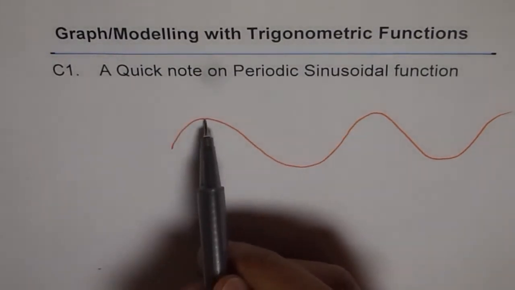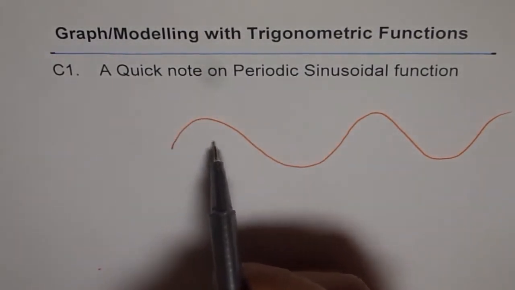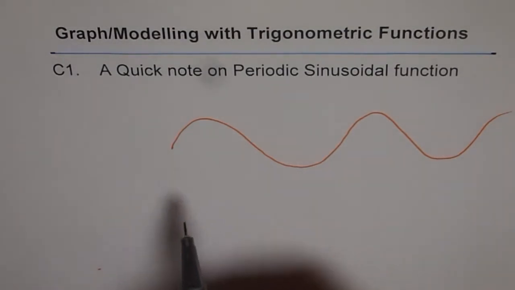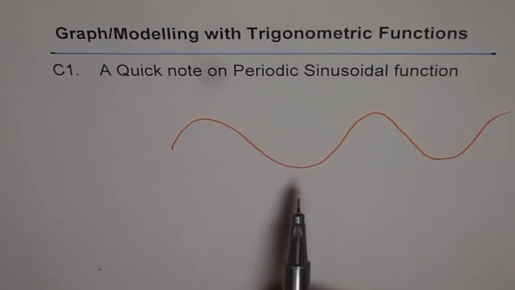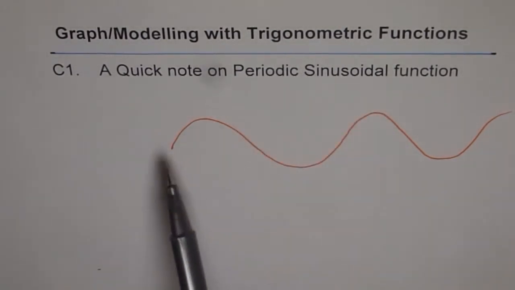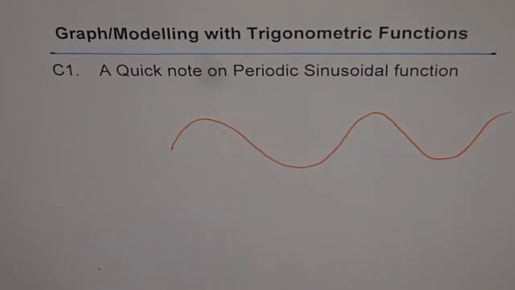If it starts here, then we say it is shifted. There's a phase shift, but it's the same wave, right? So that is our sinusoidal wave. And when we are trying to say a trigonometric function, we are always referring to this particular wave, right?